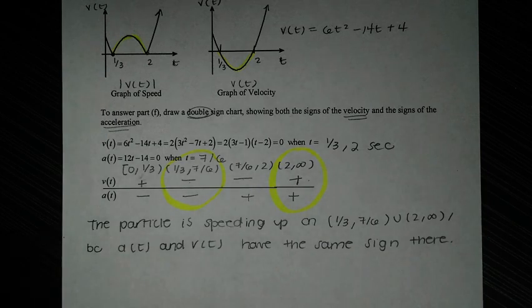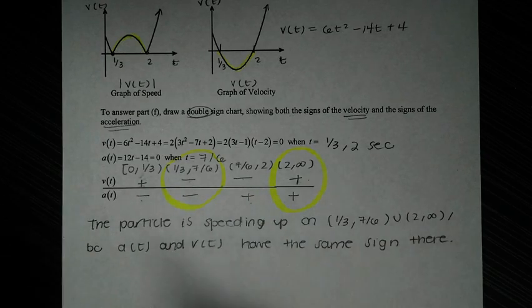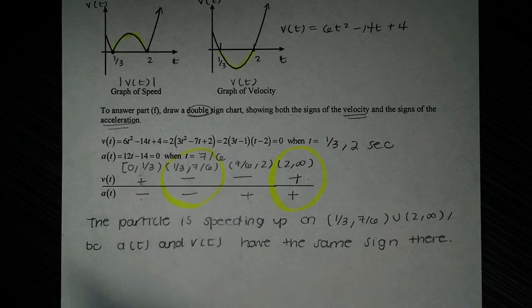Similarly, you might ask me, what happens if it's slowing down? If it's slowing down, you know that here they have opposite signs, and here too, so you can say the same thing: it's slowing down on this interval union this interval, because acceleration and velocity have different, or opposite, signs. It's even better.